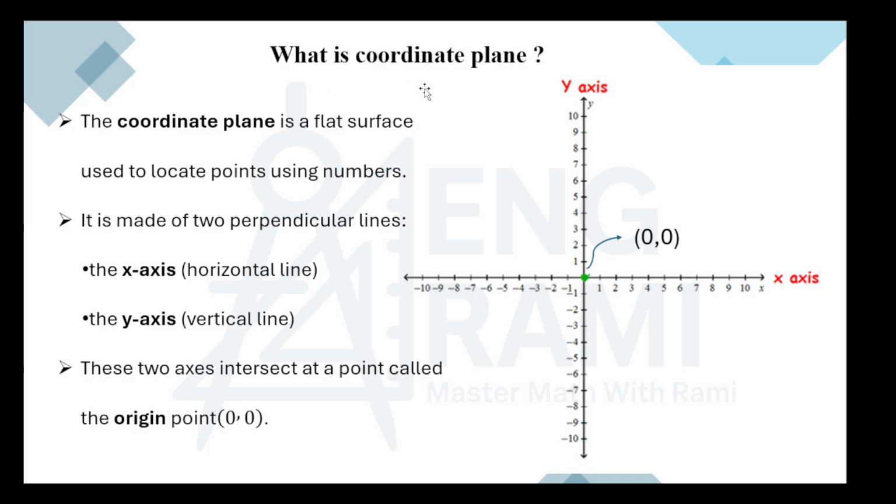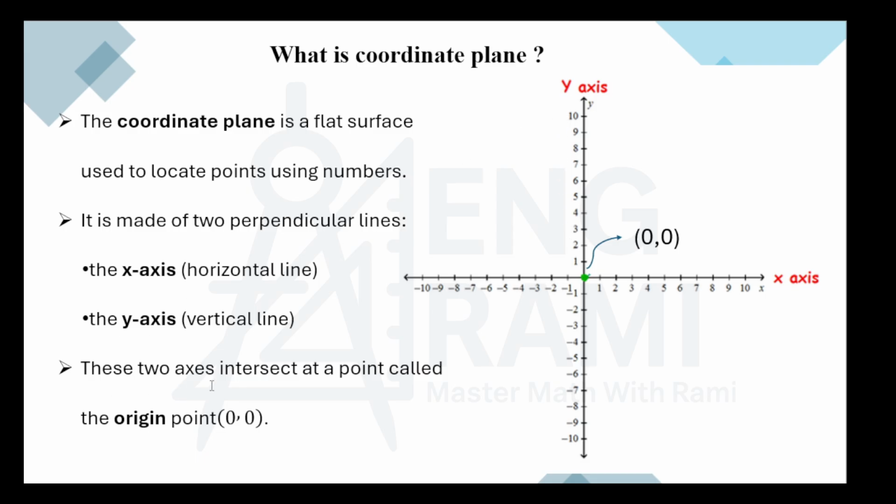What is the coordinate plane? The coordinate plane is a flat surface used to locate points using numbers. It is made of two perpendicular lines. That means we have x and y, and the angle between them is 90 degrees. The x-axis is the horizontal line, this one. The y-axis is the vertical line.